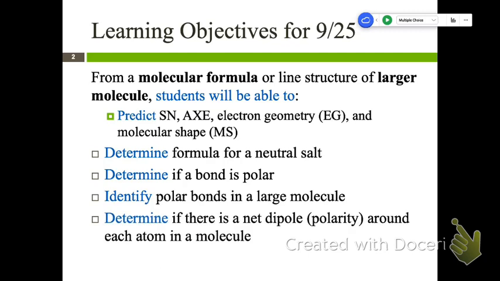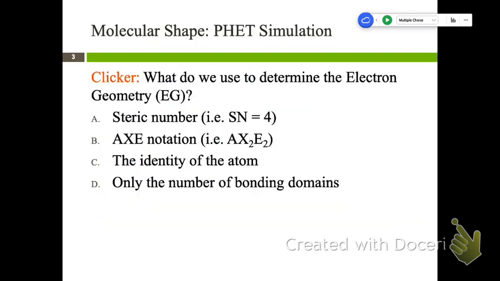So then it's going to be the question of, is there a net dipole around any molecule in a large molecule? And you can see on the handout today, on the back side of the worksheet, that there is Avastin as a compound, and I want you to be familiar with what that language means and how to use that.